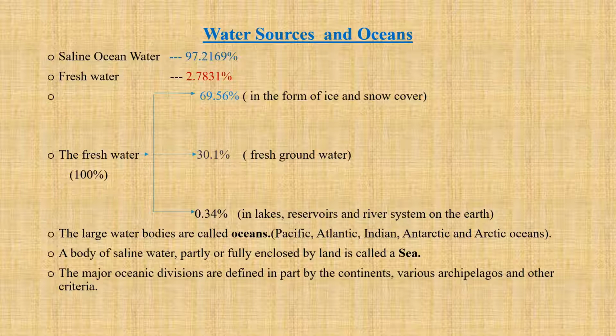So sometimes we use them interchangeably, but there is a difference. The large water bodies are called oceans. Example: Pacific, Atlantic, Indian, Antarctic and Arctic oceans. A body of saline water, partly or fully enclosed by land, is called a sea. Example: Arabian Sea, Mediterranean Sea, like that. The major oceanic divisions are defined in part by the continents, various archipelagos and other criteria.